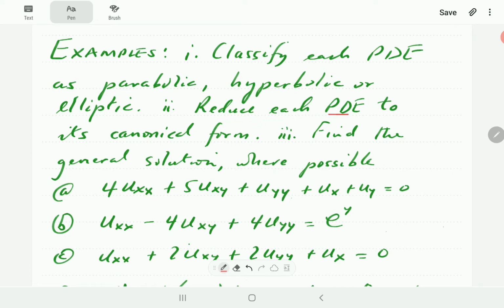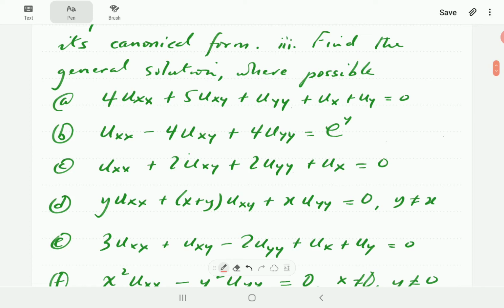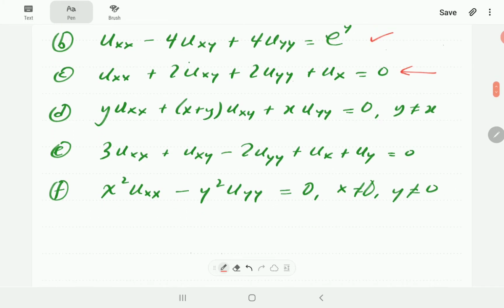Then in step 2 we are reducing each PDE to its canonical form. And then in step 3 we are finding a solution where it's possible. We say typically for parabolic or hyperbolic PDEs, once you've got it in canonical form, a solution may be possible to find. Right, in the previous video, which is part 2, we have already worked on example A and example B. For this one, we're going to start with example number C.